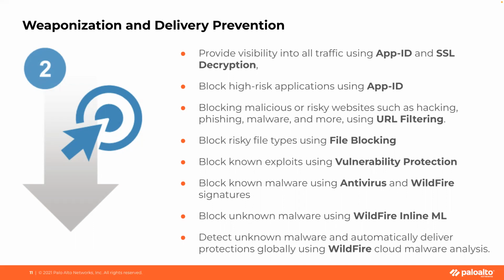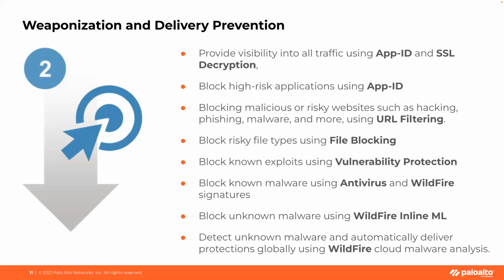If the file is not previously known, we can still block it using WildFire inline machine learning. This is a very important feature because it allows us to block files for which we still don't have signatures because they're still not known to Palo Alto Networks. So even if the file is unknown, for example a zero-day piece of malware that has not been seen by any security researcher anywhere in the world, it can still be detected and blocked using inline machine learning from WildFire.